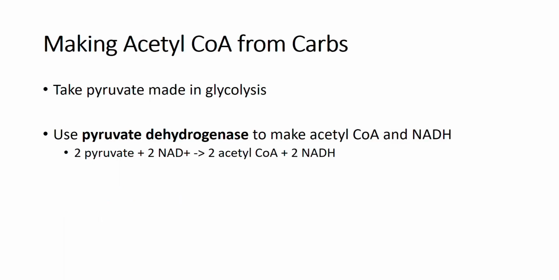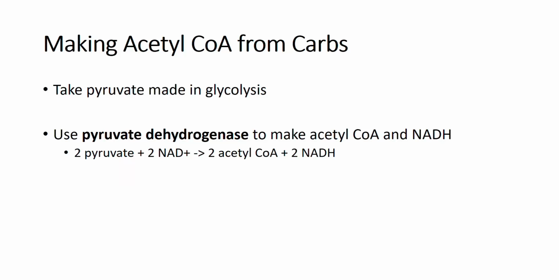So if we are starting with carbohydrates, either glycogen or blood glucose, we know that we first have to go through glycolysis, which is a 10-step process that takes glucose or glycogen and makes 2 pyruvates from it. There needs to be a step in between glycolysis and the Krebs cycle that makes acetyl-CoA from the pyruvate. This step is called the intermediate step. During this step, we are going to use the enzyme pyruvate dehydrogenase to make acetyl-CoA and NADH.